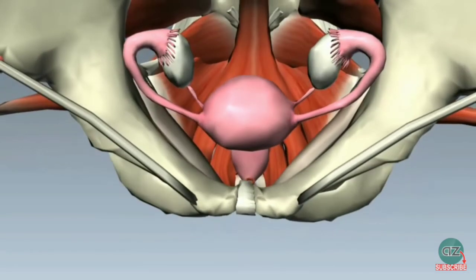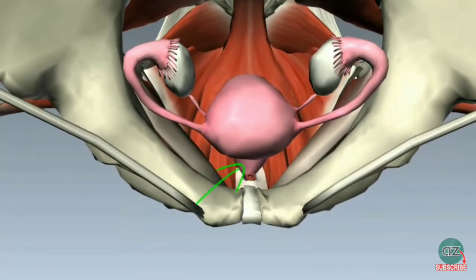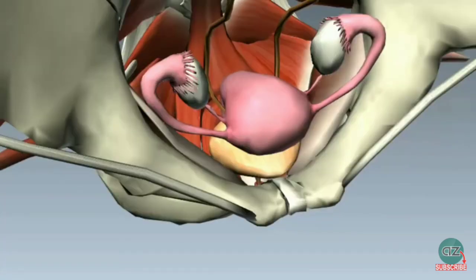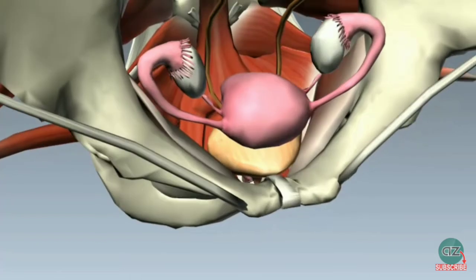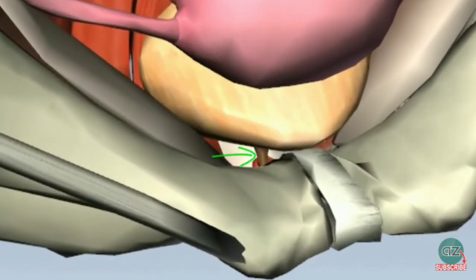So I've just added the female reproductive system in, and you can see the vagina entering into the pelvic cavity through this vaginal orifice in the perineal membrane. And with the urinary system added in, you can see the bladder and you can see the urethra here.